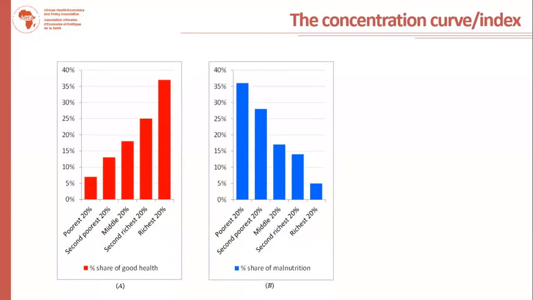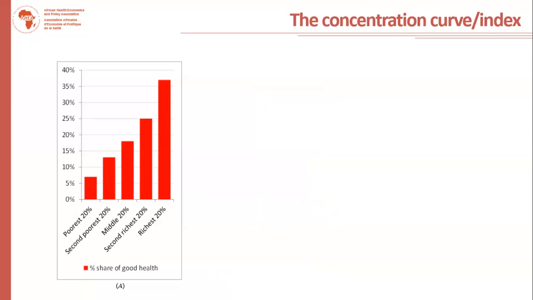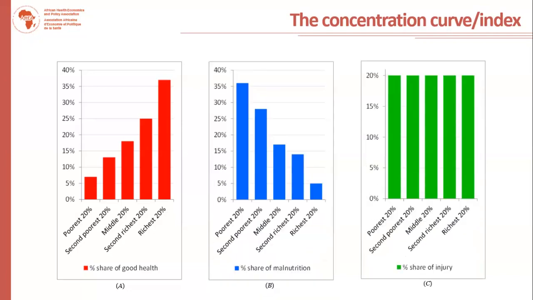malnutrition. You see, it's more amongst, okay, this is a 37. I think this was 30 something. I can't remember. But now you see this is 5% and this is 36 or 37%. That gradient is a negative gradient. Okay, and then you see, oh, sorry, I've gone backward. You see for injuries, it's pretty much equal. That's equality, 20% each. This same information can also be plotted on a concentration curve.